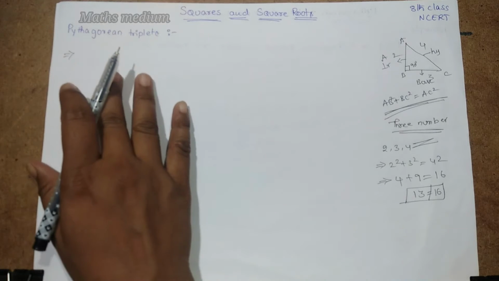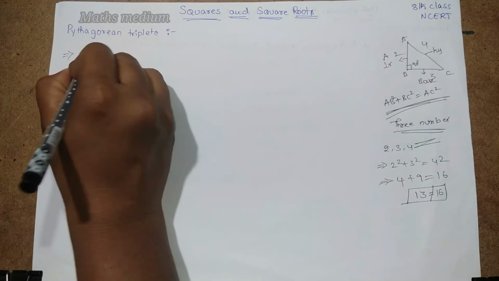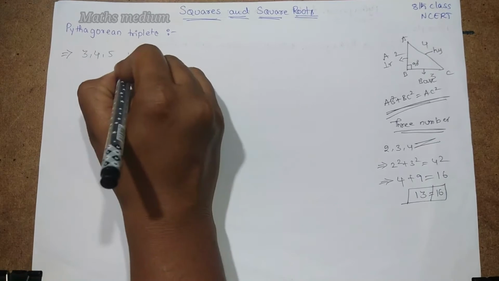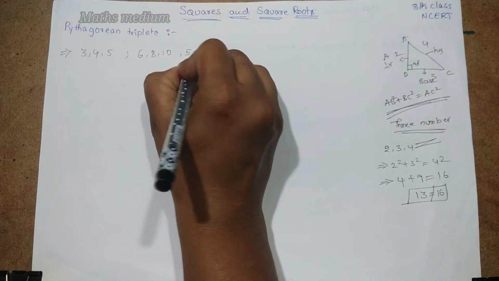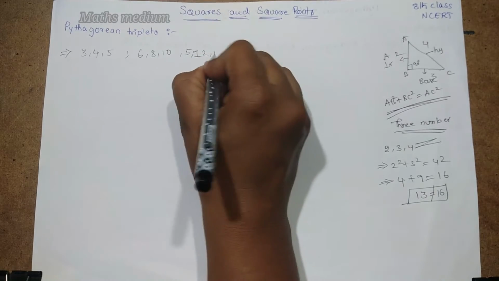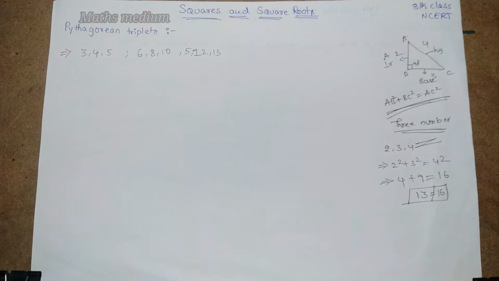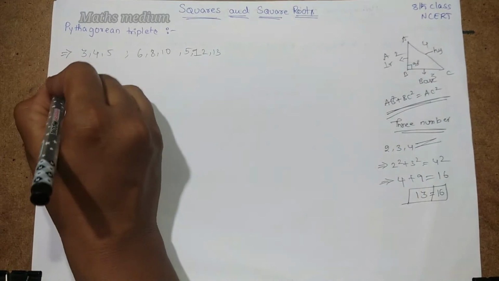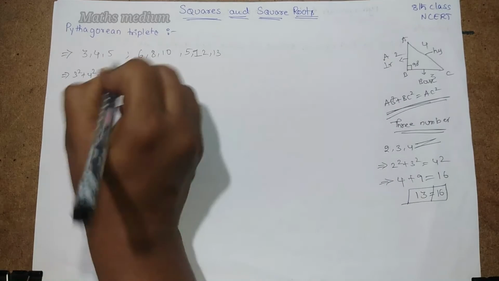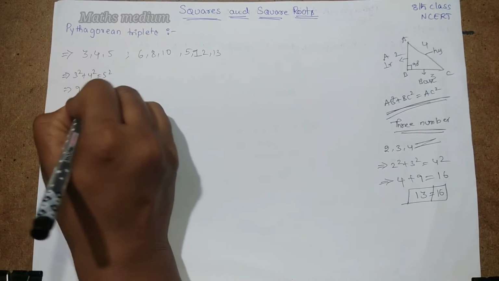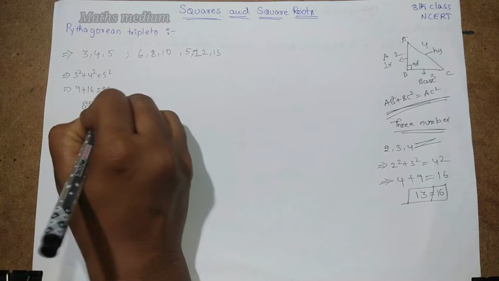In natural numbers, we generally have Pythagorean triplets like 3, 4, 5 and 6, 8, 10 and 5, 12, 13. These are the Pythagorean triplets we generally use. If you check by this method, 3 square plus 4 square is equal to 5 square. Here 9 plus 16 is equal to 25. 25 is equal to 25.